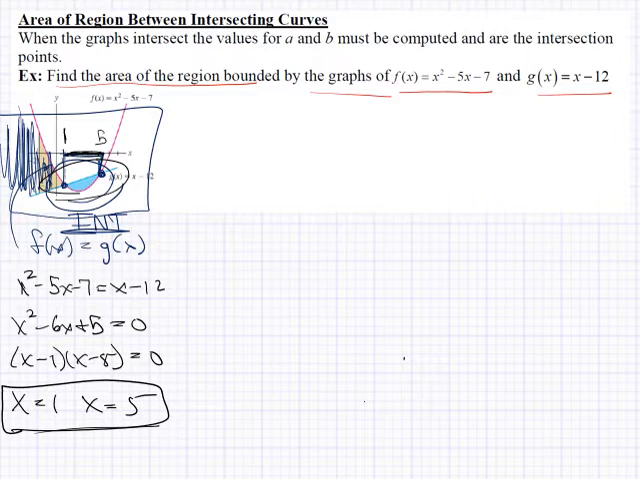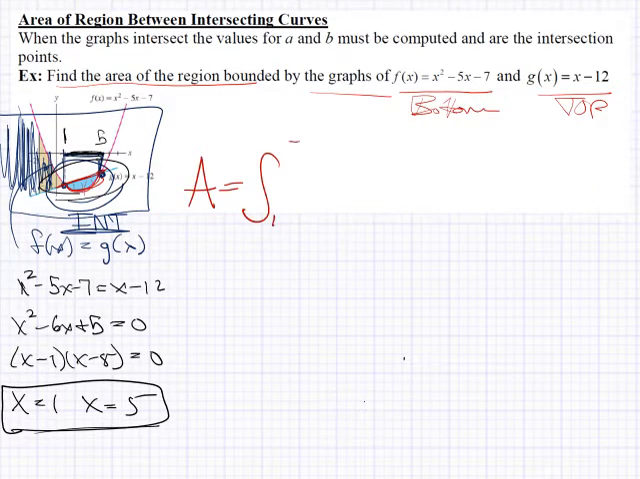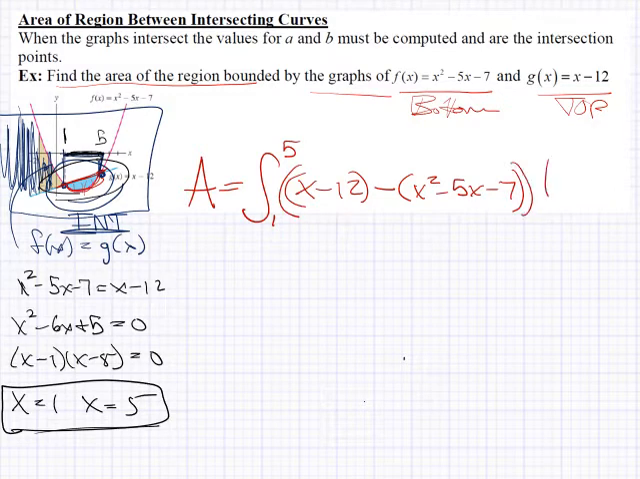Now, as far as which function is on top and which function is on bottom, the bigger minus the smaller, clearly this entire time, if I look at this vertically, the line is on top, the parabola is on bottom. So g is the top function, and f is the bottom function. So if I'm going to set up my area, the integral would go from 1 to 5, that's your width, of x minus 12 minus x squared minus 5x minus 7 dx.